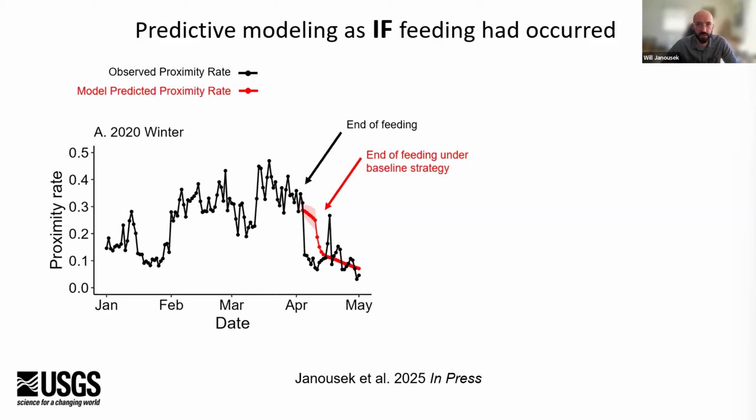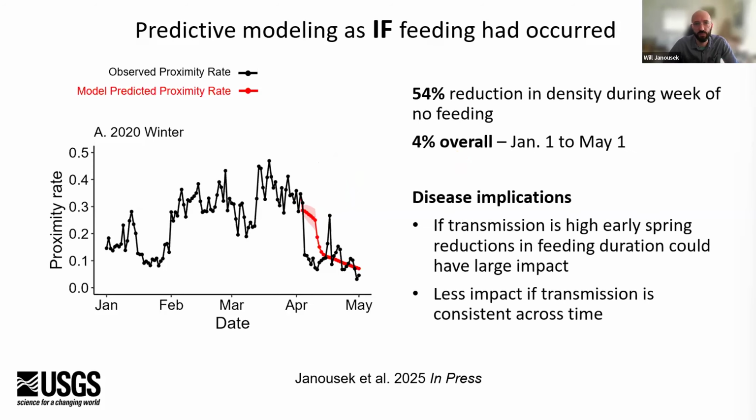And so from this year, we see that there's roughly a 54% reduction in the density during that 1 week of reduced feeding that results in a 54% overall change from the January 1st to May 1st period. Now, this has important disease implications.